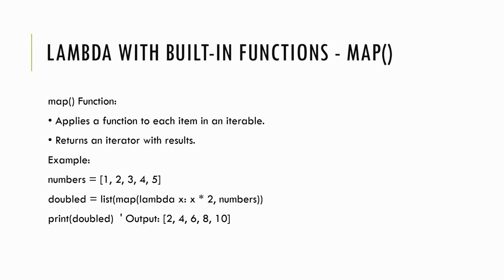Speaking of map, this function applies a given function to each item in an iterable. In this example, we use map with a lambda to double the numbers in our list. The result is 2, 4, 6, 8, and 10. The map function is ideal when you want to apply a transformation to every element in a collection.